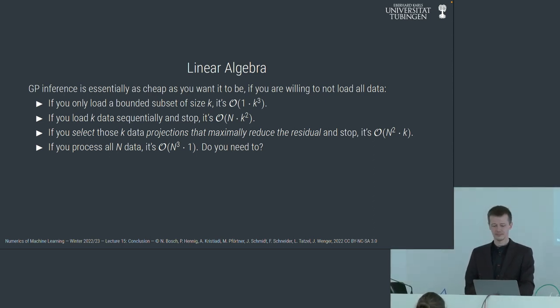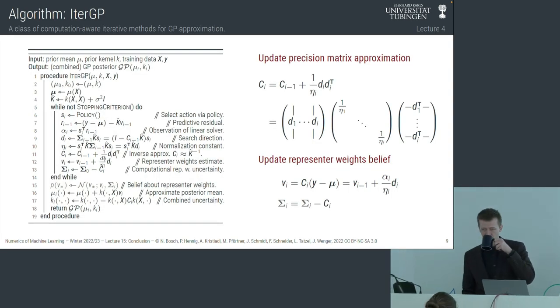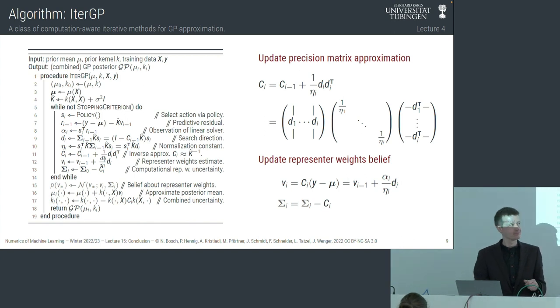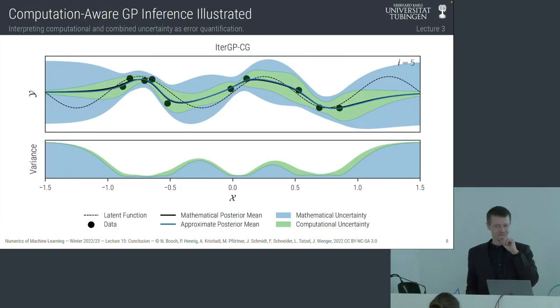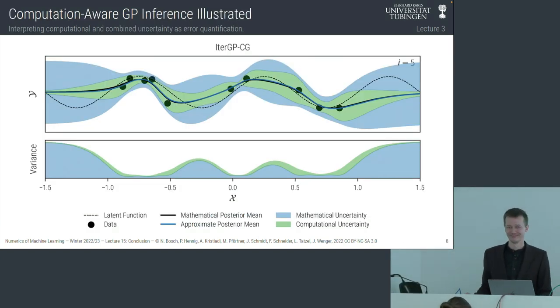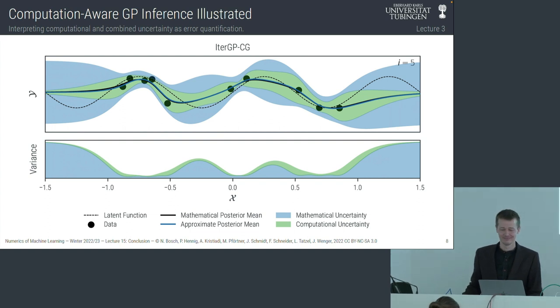Maybe quickly, you said something about you track both uncertainties, but the way I understood this is that you only know the sum of the uncertainties while you're doing the algorithm. So you're tracking only both. If you go through the entire data set, you can, in retrospect, see how much computational uncertainty you have.